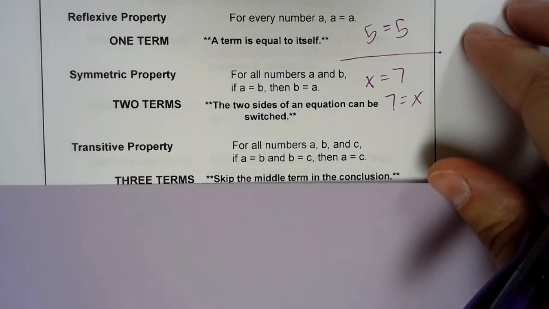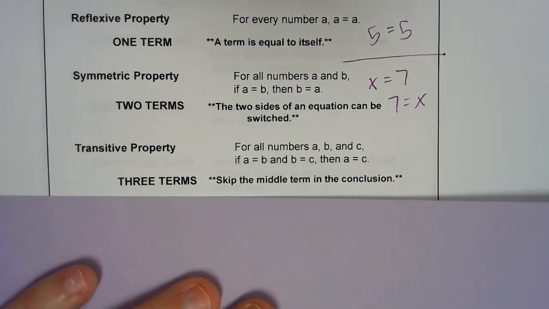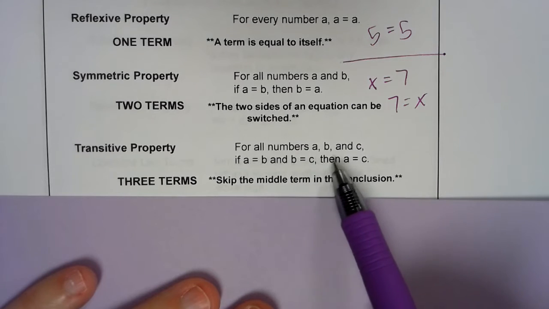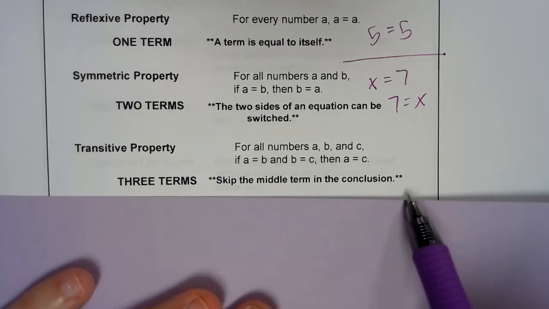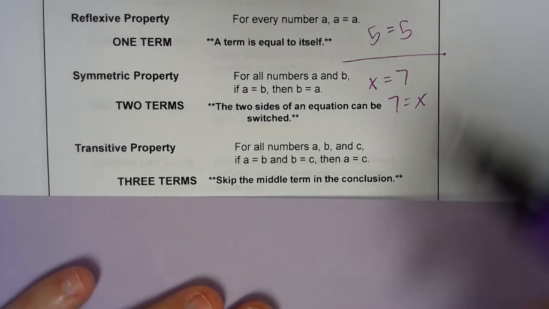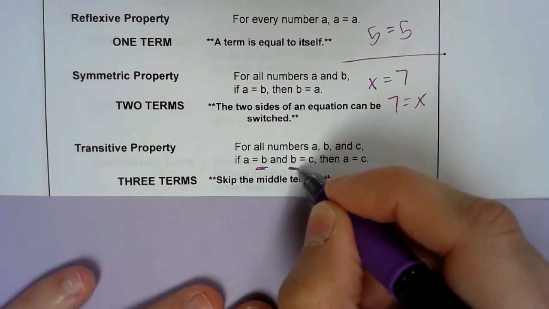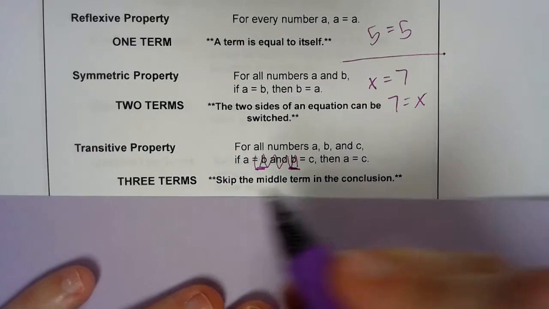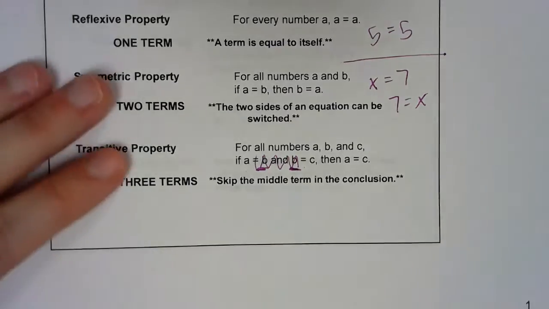And the last one, if you have three terms, is called the transitive property. The transitive property says for all numbers A, B, and C, if A equals B and B equals C, then A equals C. So ultimately the thing to know here is that you can skip the middle term in the conclusion. What I mean by that is you'll notice that A is equal to B, and then it says B is equal to C. So that repeats itself, so you can more or less mark that out. It's gone, and you're left with A equals C. Okay, so that's the transitive property. All right, a couple more.